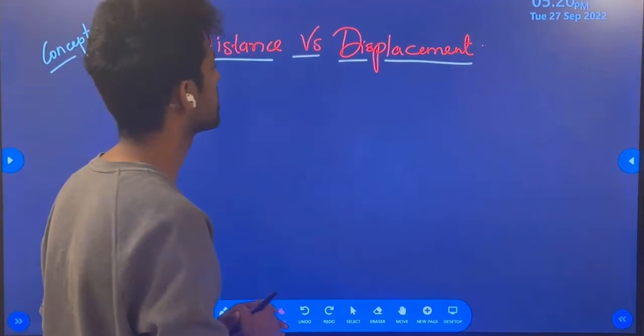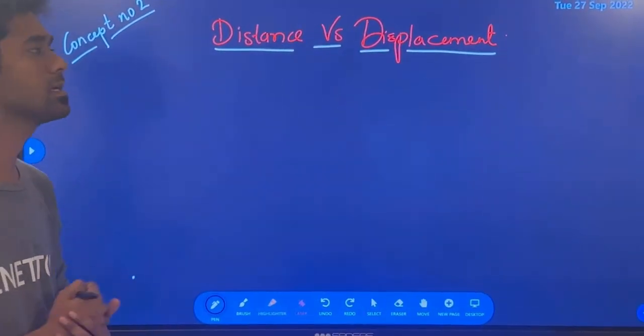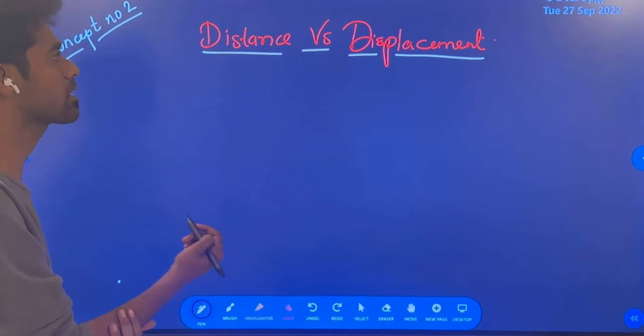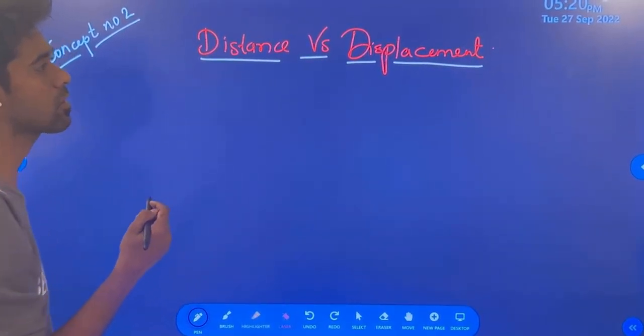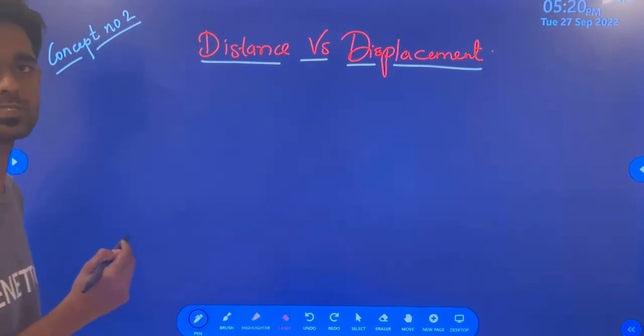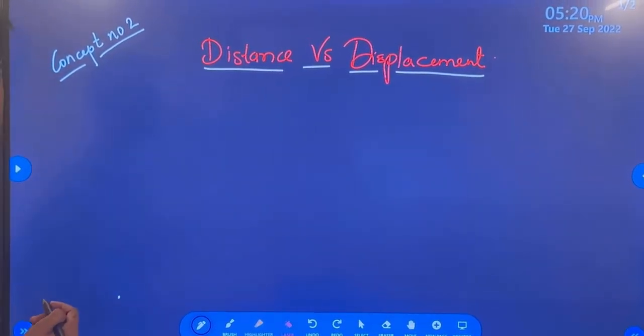So welcome to this concept number 2 in the Concept Express series, wherein today we are going to discuss a very important concept, that is distance versus displacement. It is a basic concept, but if you do not know this concept, you are not going to do well in physics, right? So we all know what distance is, right?